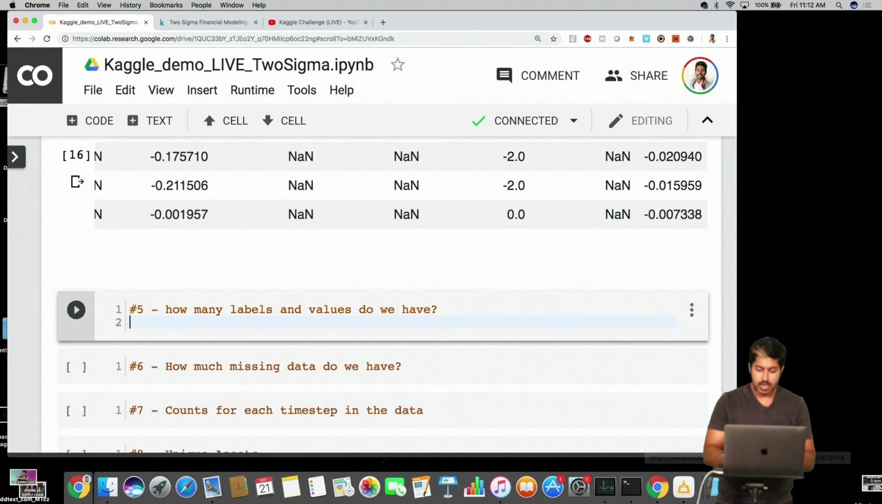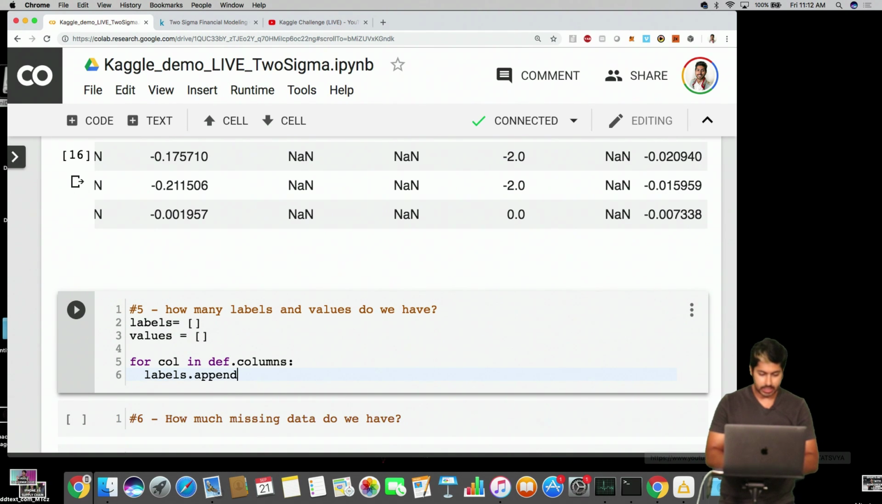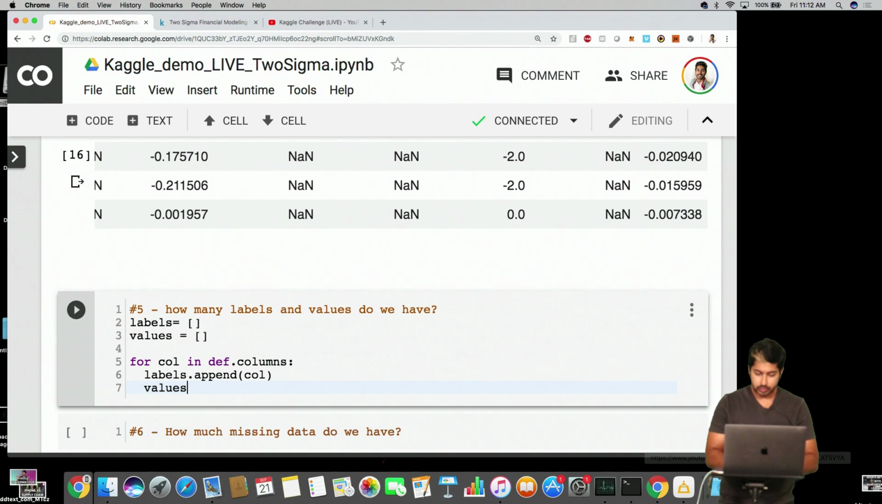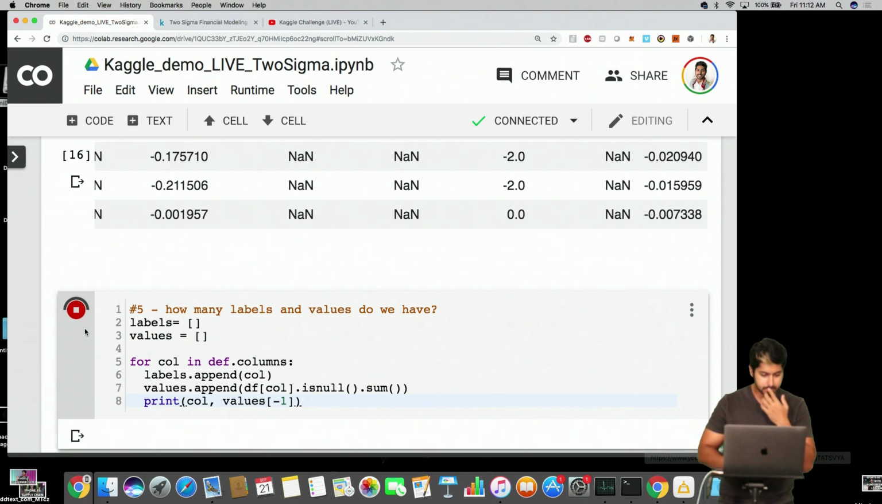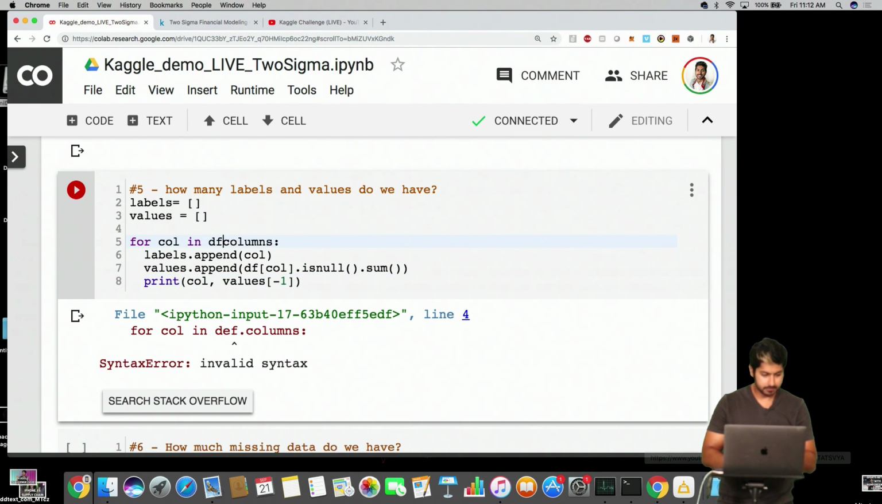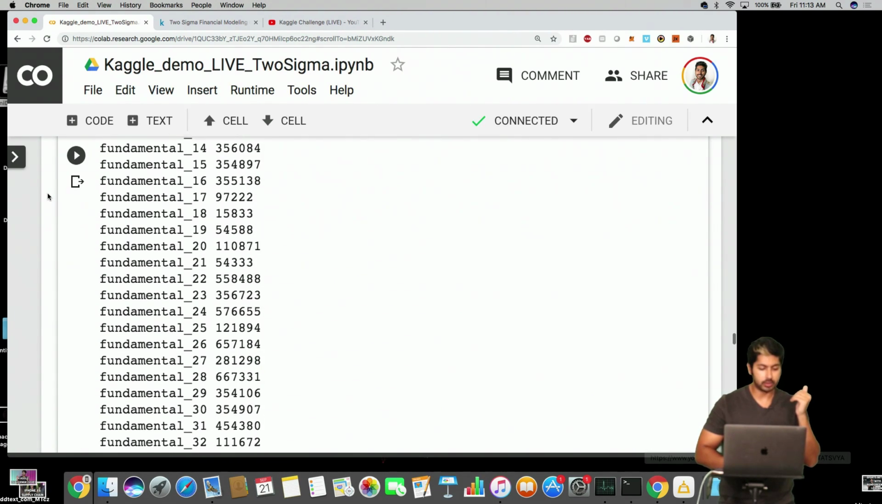So let's keep going here. Our next step is to ask how many, we'll call them labels. So y is going to be labels. How many labels and how many values do we have? So what we're going to do is list them both by creating two lists, where the labels are appended by the number of columns that we have, and the values are appended by the number of non-empty values we have, and then we'll print out all of those columns and all of those values starting from the very beginning. All right. Oh, right, df. Let's see if that works. Good, okay. So these are all of our labels and values, okay? Just like that.